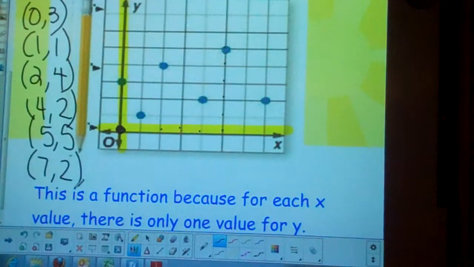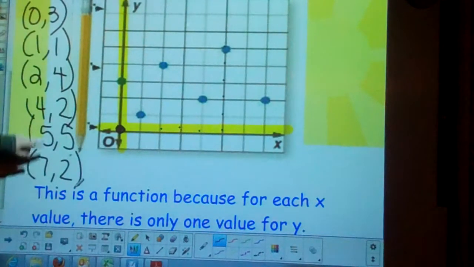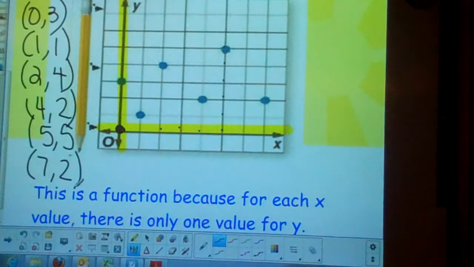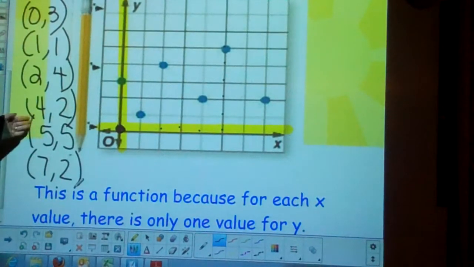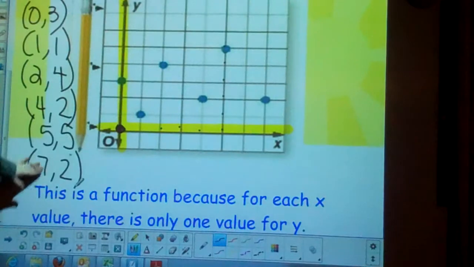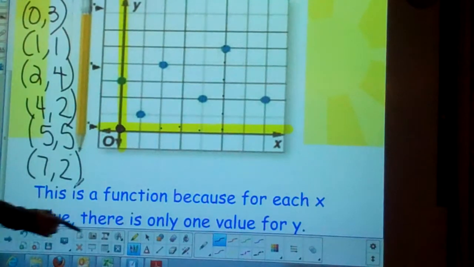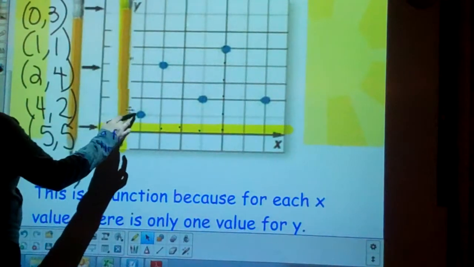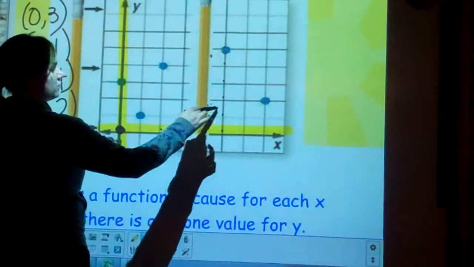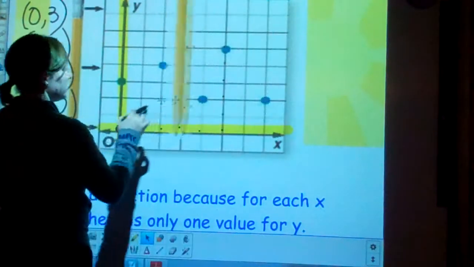Okay, so for each value of x, is there 1 value of y? Yes. So it is a function. We can check it this way by just looking at the ordered pairs, or we can check with our vertical line test. There was never a time where there was more than 1 point on the line.